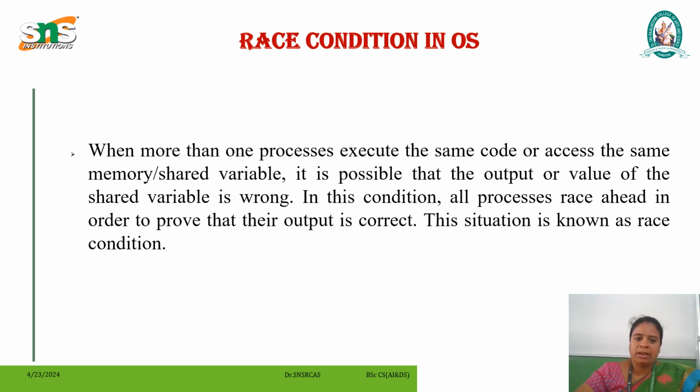Next one, race condition. When more than one process executes the same code or accesses the same memory or shared variable, it is possible that the output or value of the shared variable is wrong. In this condition, all processes race ahead in order to prove that their output is correct. This situation is known as a race condition.